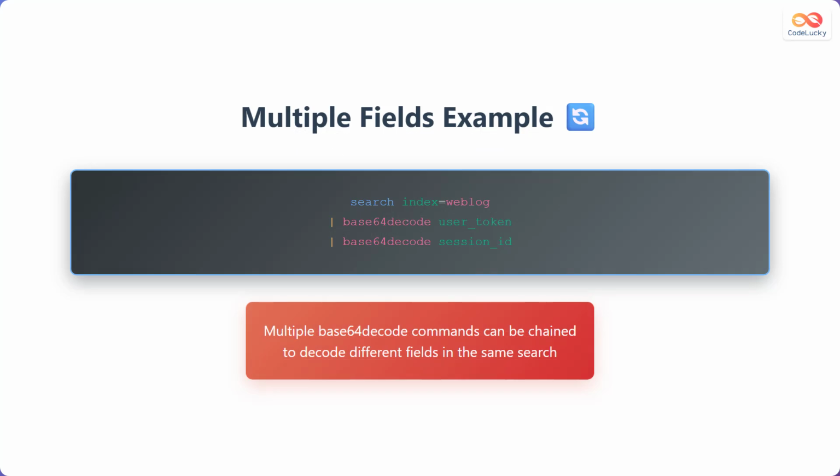The base64 decode command can be applied to multiple fields within the same search pipeline. In this example, we search the weblog index and then chain multiple base64 decode commands together. First, we decode the user_token field, then we decode the session_ID field. This approach allows you to process multiple encoded fields in a single search, making your SPL queries more efficient. Each decode operation is applied sequentially, so you can handle as many encoded fields as needed in your data processing workflow.